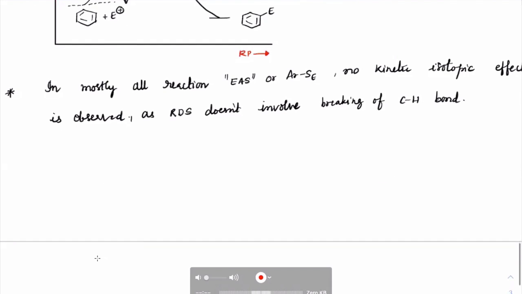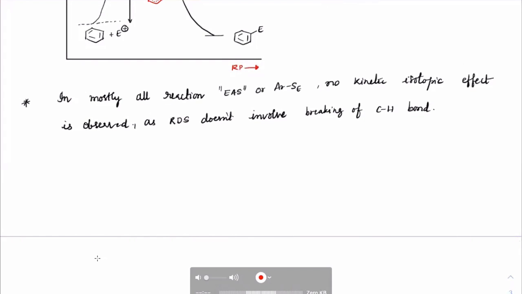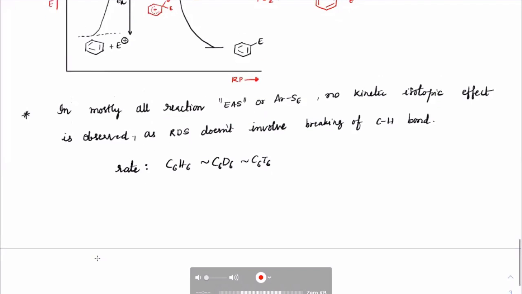In most of the cases, this is what we'll observe: there is no kinetic isotopic effect, which means even if you put hydrogen or deuterium, the rate would be almost the same. So the rate of C6H6 will be the same as C6D6 and the same as C6T6. So the rate of electrophilic substitution will be the same in all three cases.